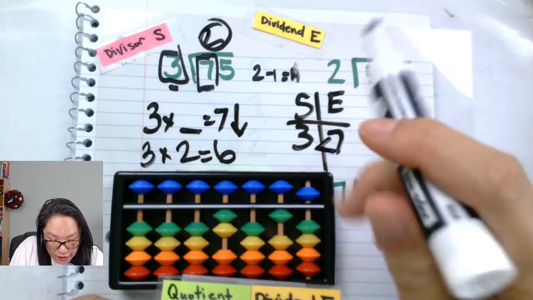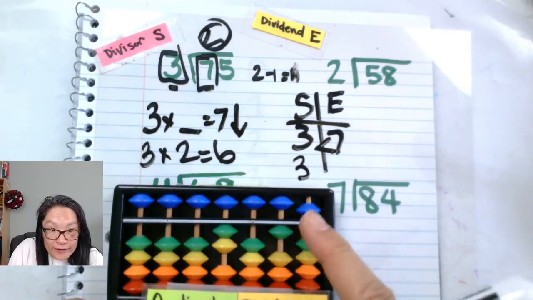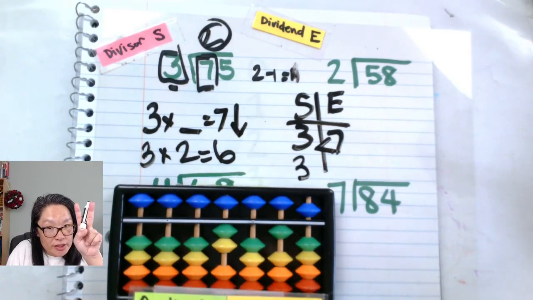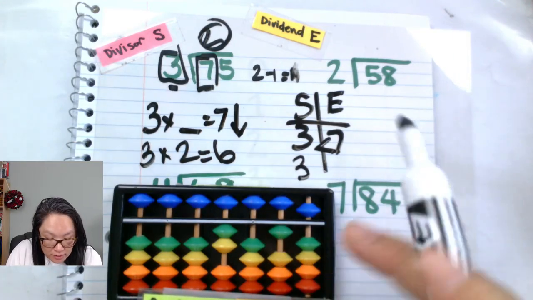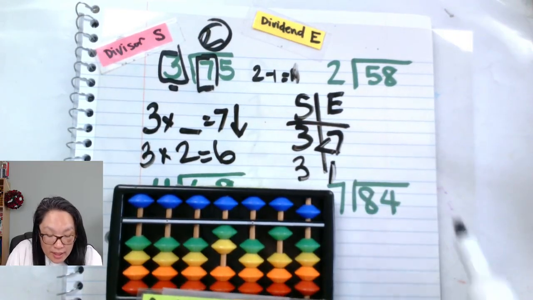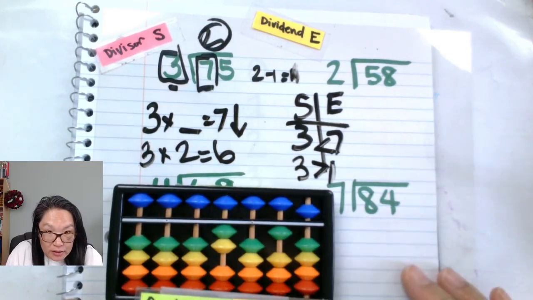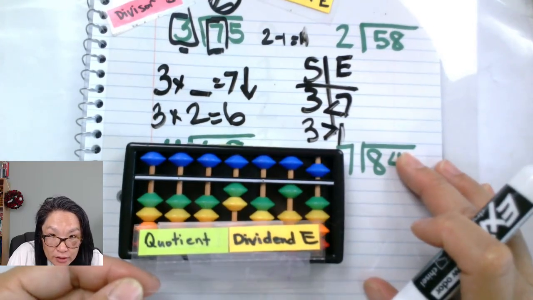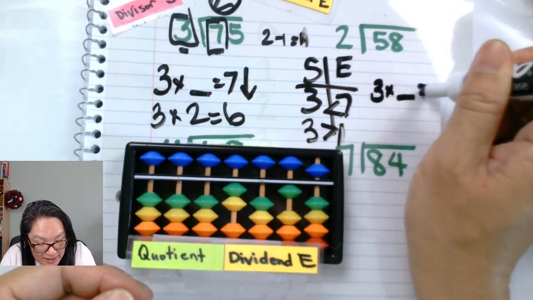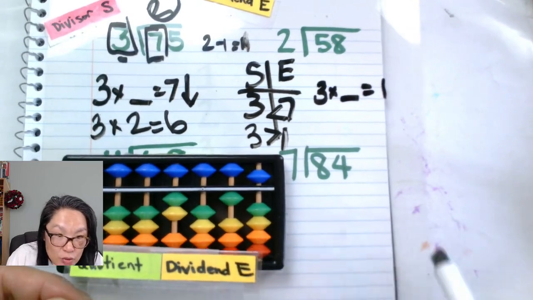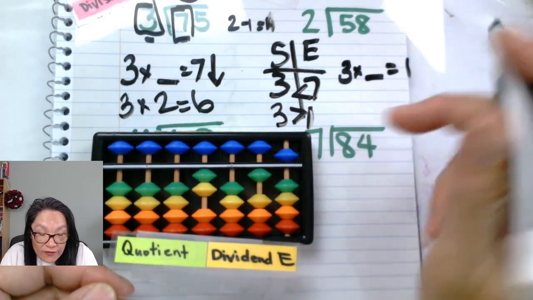So now I have to compare again. Who is bigger? My 3 or 15? No, I'm not comparing 2 digits. I'm comparing 1 digit. So I'm only going to compare this 1, right? Now who is bigger? Is my 3 bigger or my 1 is bigger? My 3 is bigger. So when my 3 is bigger, what am I going to do? I'm going to do 3 times something is equal to 1. That doesn't make sense. You need 2 digits, right? So what's the second digit? It's the 5.